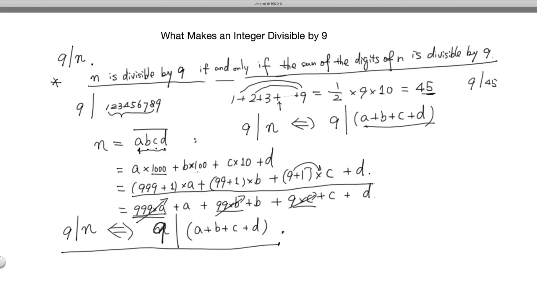Now, using the same argument, it can also be shown that n is divisible by 3 if and only if the sum of the digits of n is divisible by 3 as well. And that's the end of this lecture.